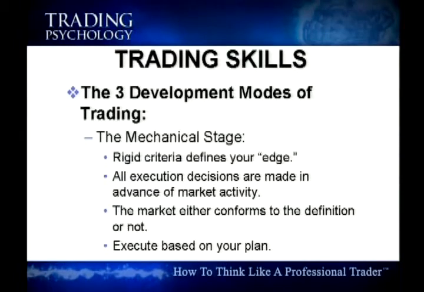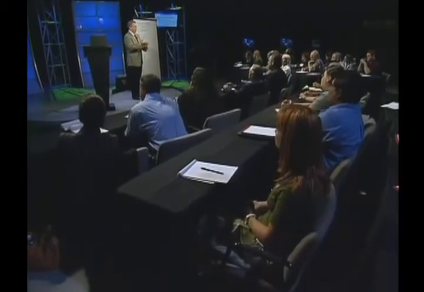All execution decisions are made in advance of market activity. The market either conforms to your definition of an edge or not, and you execute your trades based on a plan. In other words, what you're doing in the mechanical mode of trading is limiting the number of variables that you're dealing with in the market. Because what you want to find out is this: you want to find out what works and what doesn't.